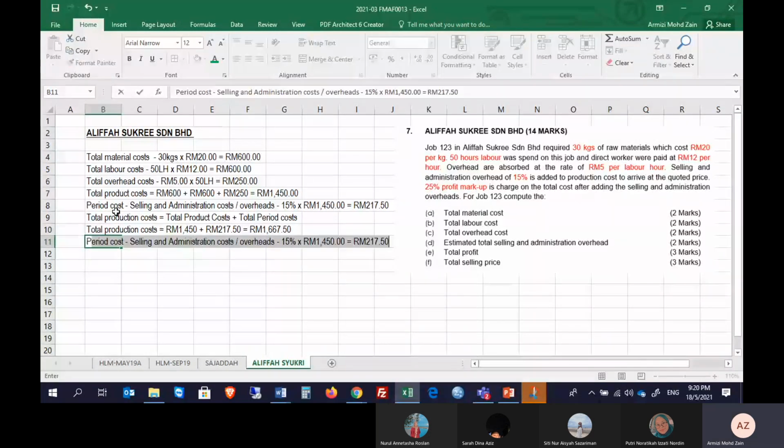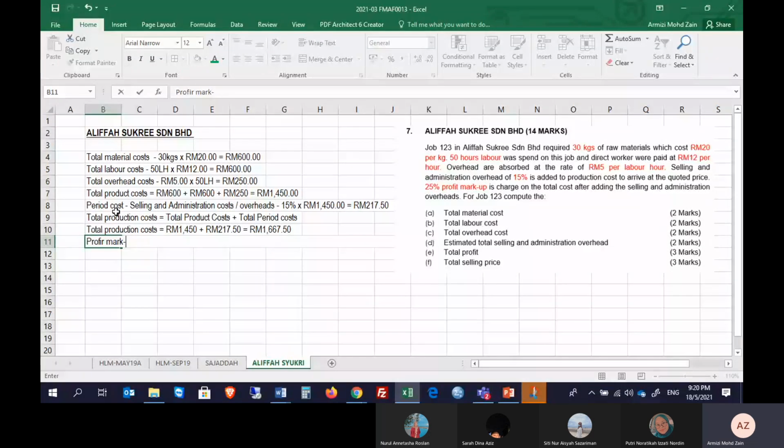And then the profit markup of 25% equal to 25% times RM 1667.50, and you will get times 0.25, RM 416.88. Okay, up to 2 decimal places. Decimal places.